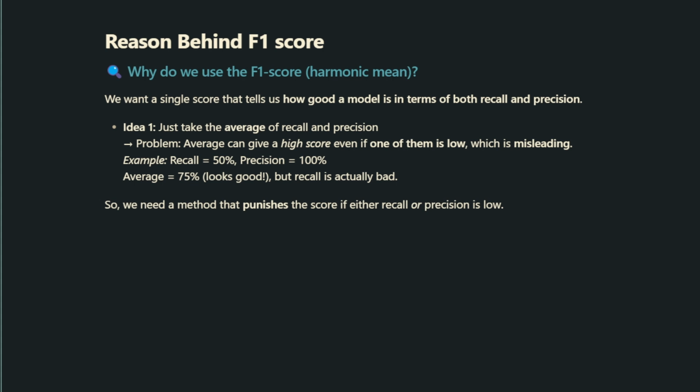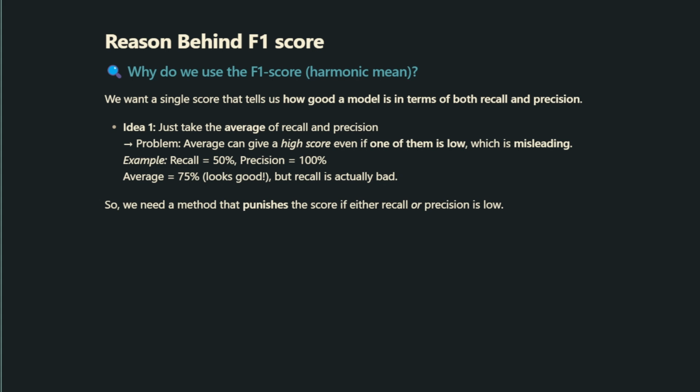For example, imagine recall is only 50%, but precision is perfect at 100%. If we take the average, the score comes out to 75%. On paper, that looks pretty good, but in reality, recall is poor. The model is missing half of the positive cases. So we need something smarter, a way of combining precision and recall that actually punishes the score whenever one of them is low. And that's exactly why we use the harmonic mean, which gives us the F1 score.